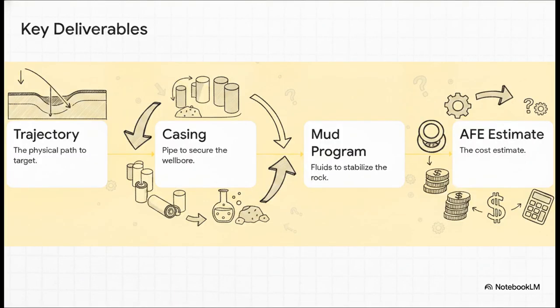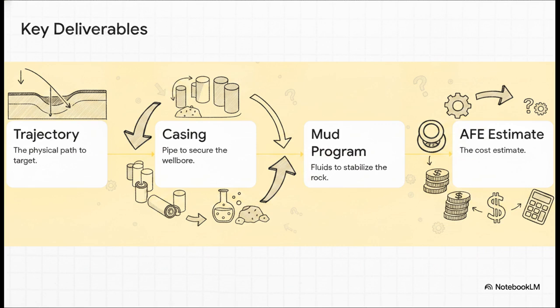Now, what does this balancing act actually look like on paper? It boils down to 4 tangible deliverables. We've got the well trajectory plan, the casing design, the mud program, which dictates the heavy fluids we use to stabilize the hole, and finally, the AFE, which is your cost estimate. But here's the trick. These 4 things are constantly being cross-checked against each other. It's like a giant puzzle.